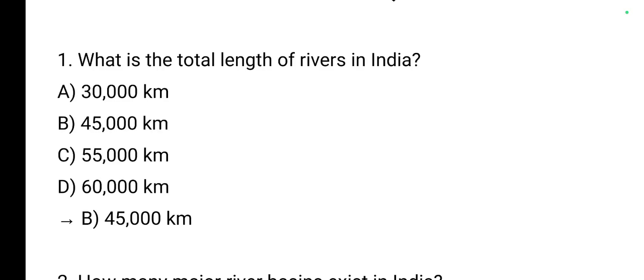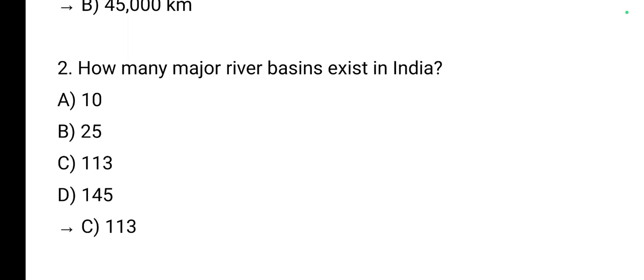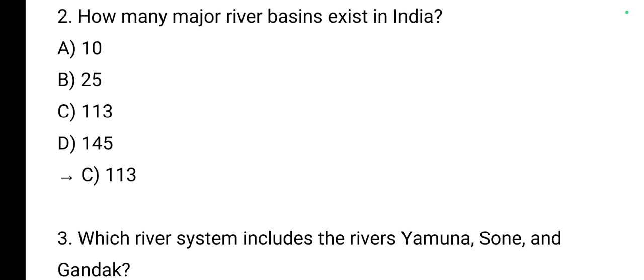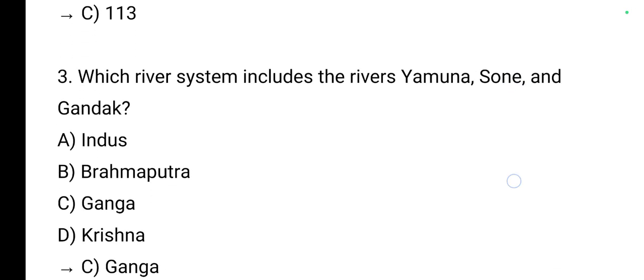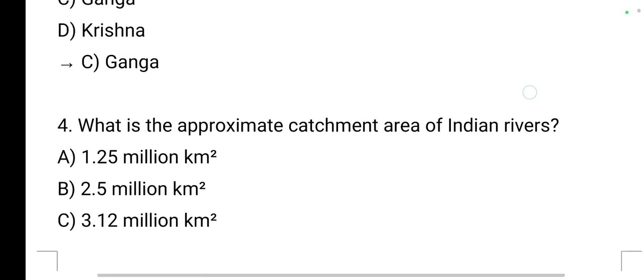So the correct answer will be 45,000 km. How many major river basins exist in India? So it is 113. Which river system includes the rivers Yamuna, Son and Gandak? So the correct answer will be Ganga.